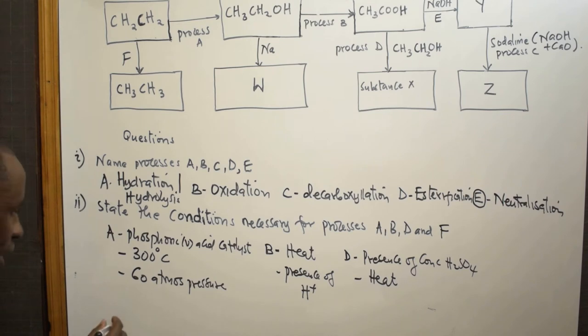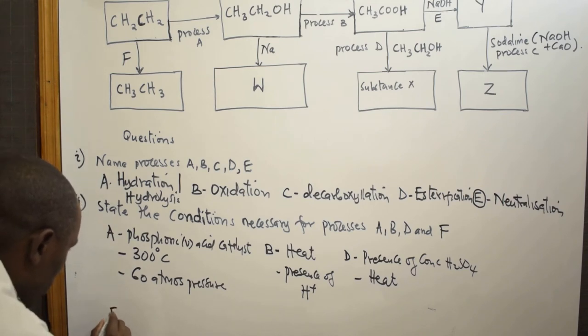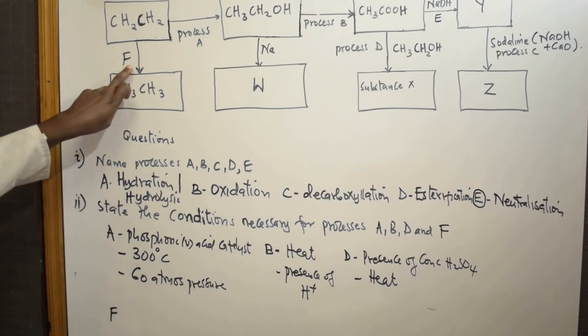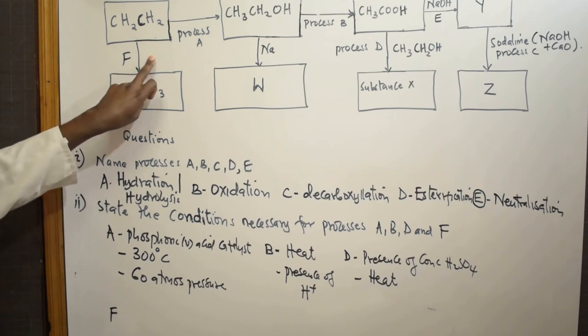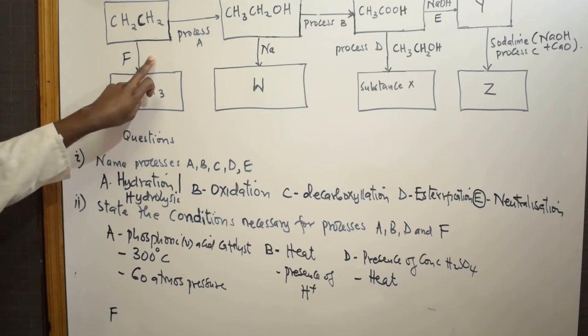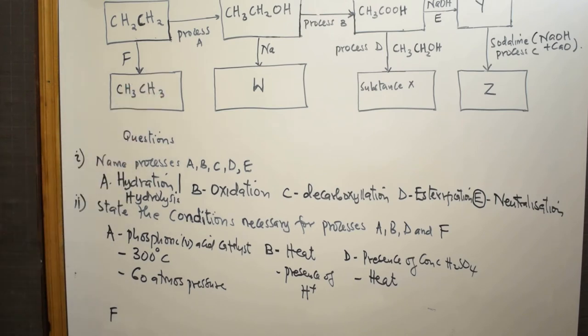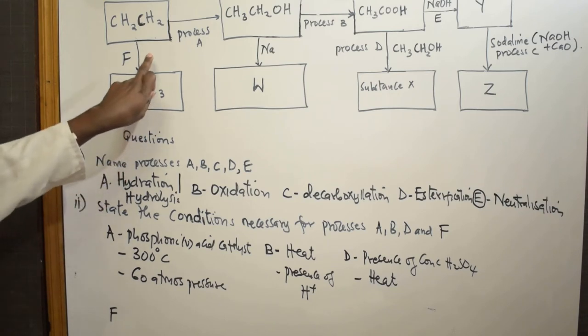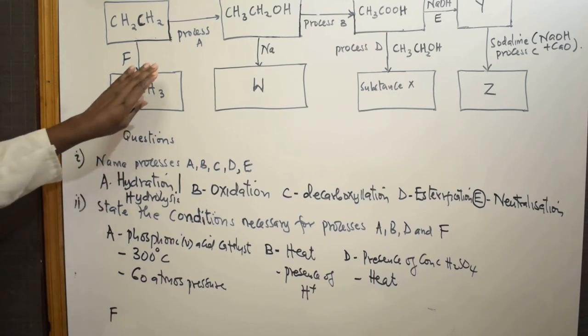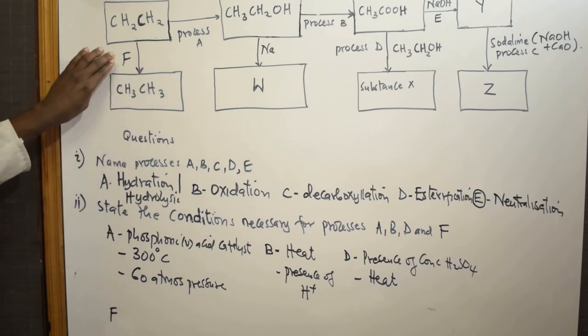Now, when I'm forming my F, F is actually hydrogenation. And it's important to mention that this one here, we find the application of this process even in the hardening of oils. When oils have been converted to fats, we can simply have the hydrogen, and then we're going to have specific conditions so that we're able to form that.